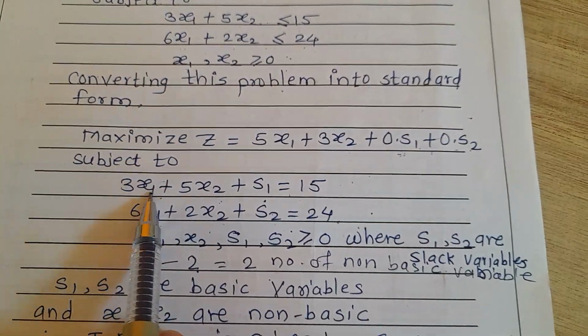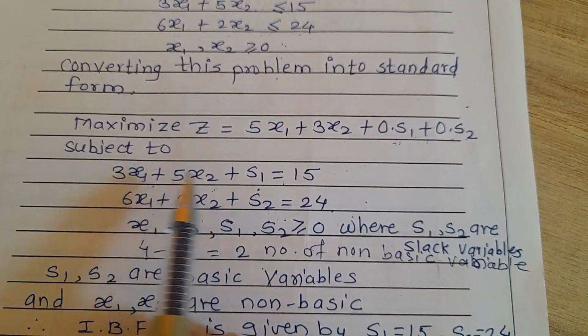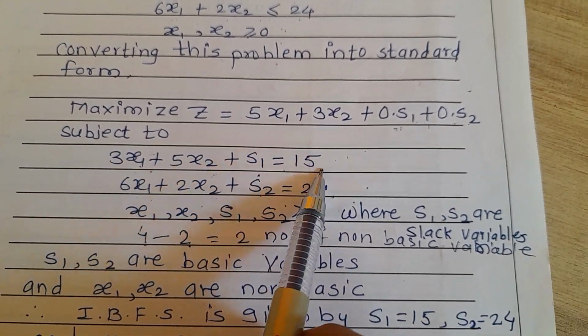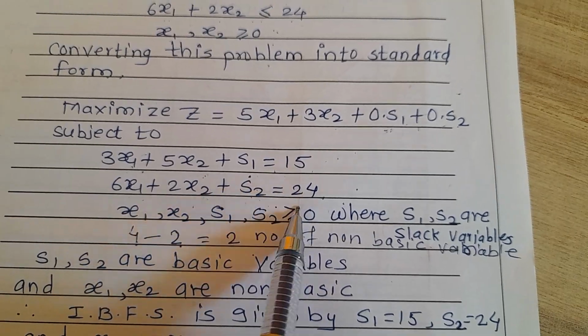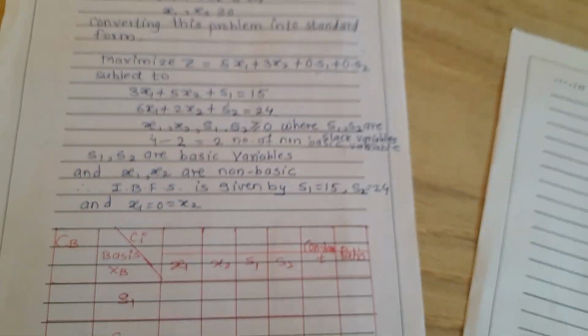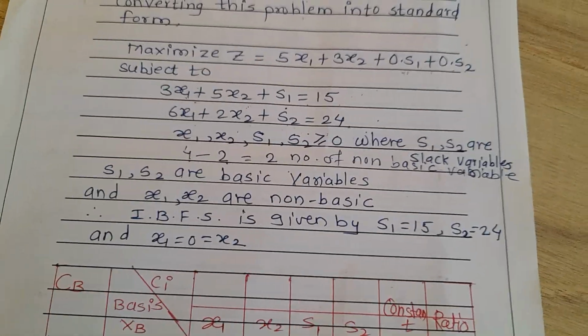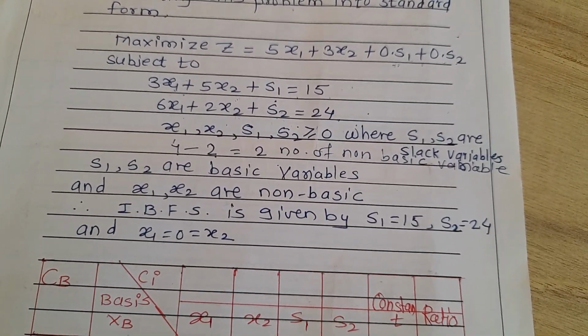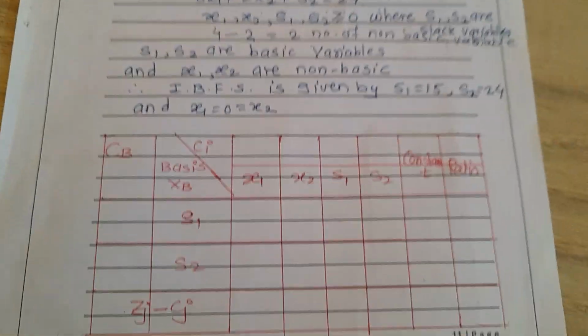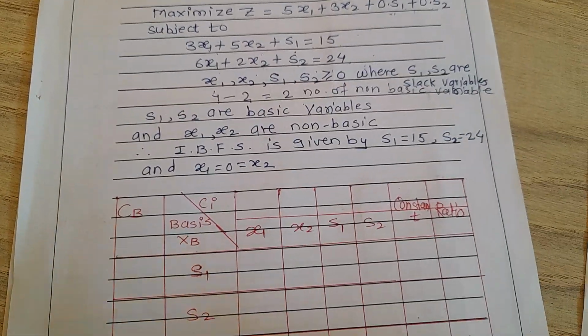Therefore we put x1, x2 equal to 0. Therefore we easily find s1 equals 15 and s2 equals 24. Therefore the initial basic feasible solution is given by s1 equals 15, s2 equals 24, and x1, x2 equal to 0. Now we construct the table.